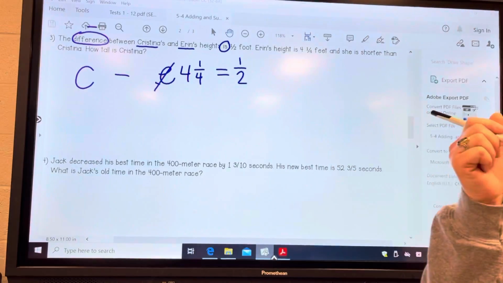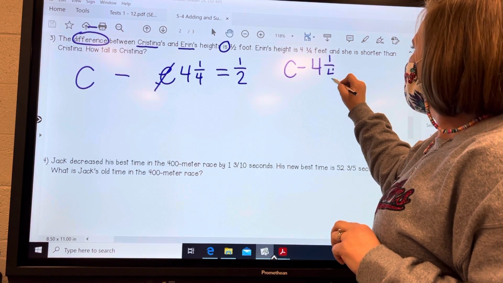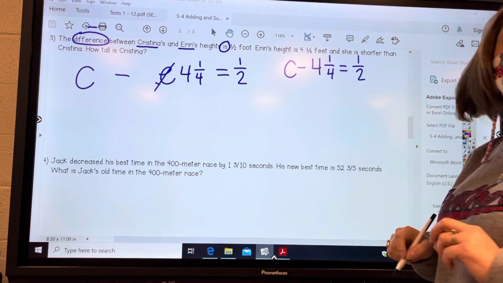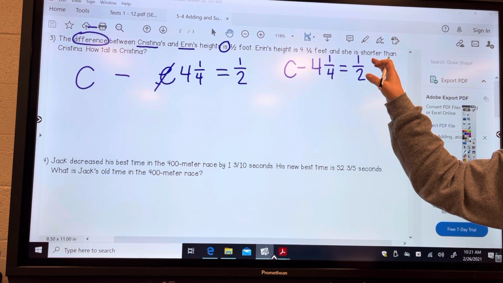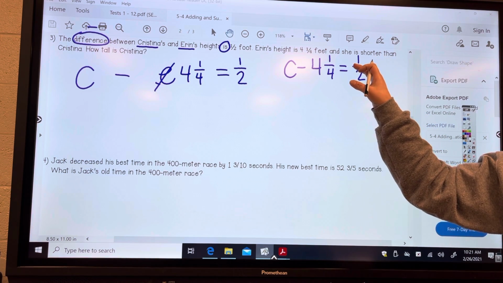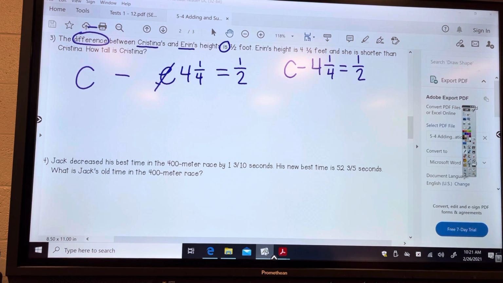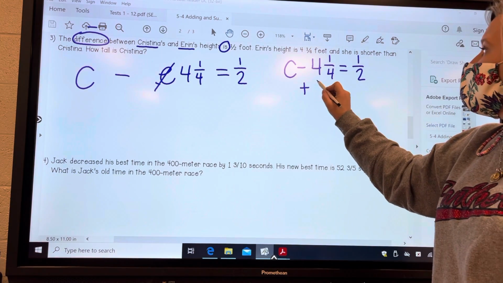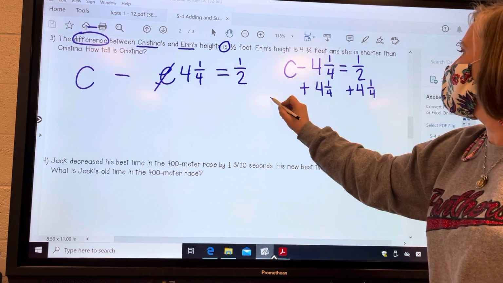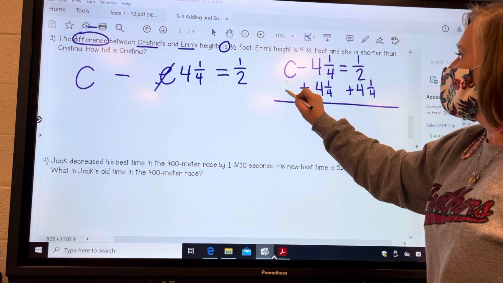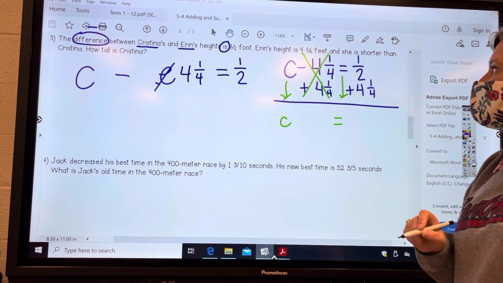Now that looks kind of messy. So I'm going to come over here and rewrite it just so it looks a little neater. Is this something that we know how to solve now? Yeah, we've been doing this, right? So how can I undo that subtraction? I've got to add. And whatever I do to the left, I have to do it to the right. So I'm left with my C. Those cancel. I have my equal sign.